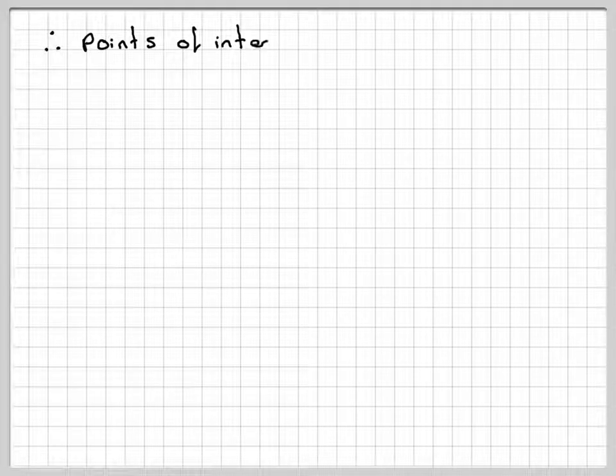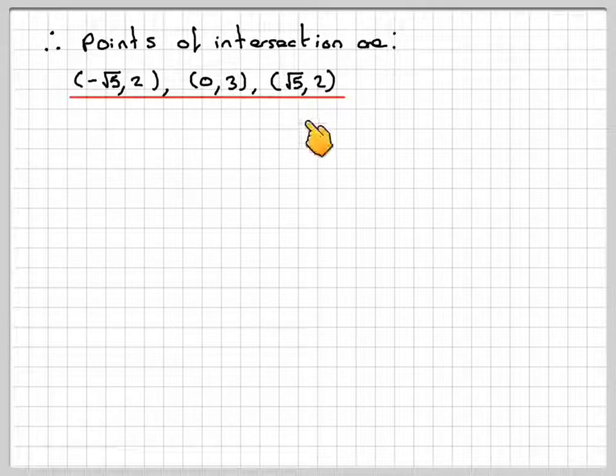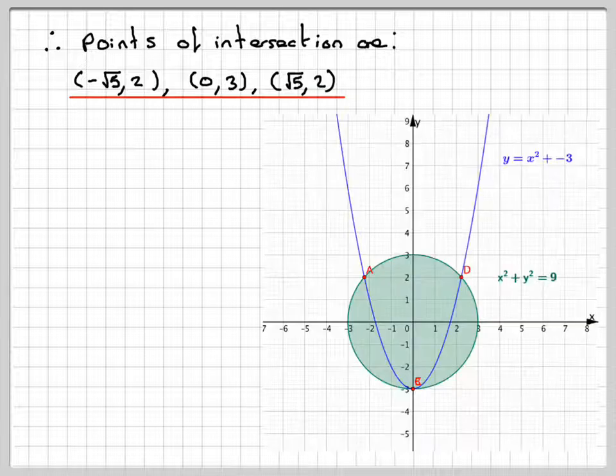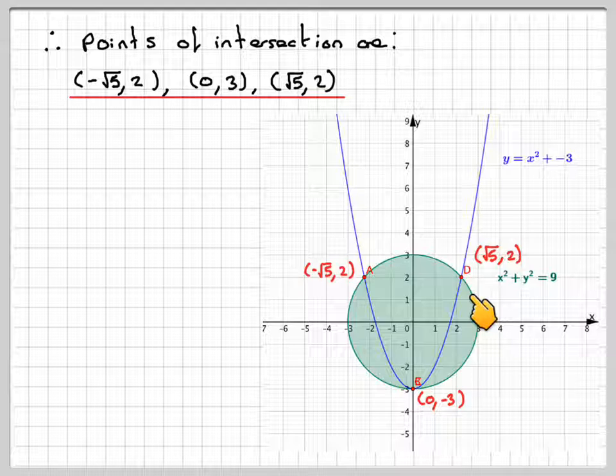So the points of intersection are minus root 5, 2; 0, minus 3; and root 5, 2. And on our diagram, those points are going to be minus root 5, 2 is there, 0, minus 3 is there, and root 5, 2 is there.